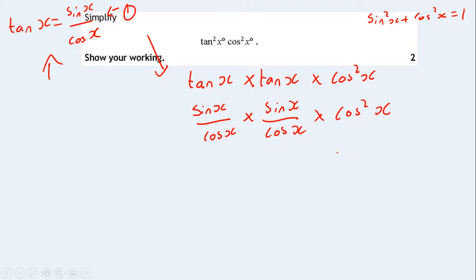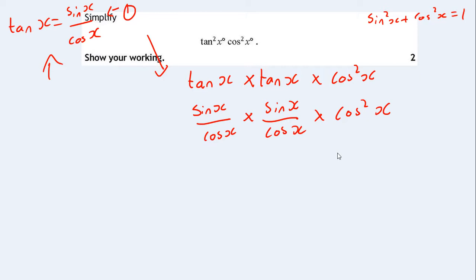Oh, and my battery's running low, so I'm just going to plug that in. Right, there we go.